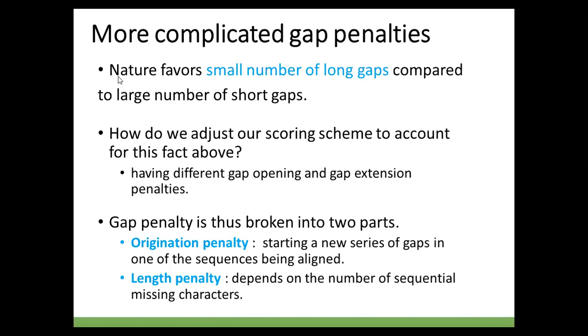Okay, and there are a large number of shorter gaps. The nature favors a small number of long gaps compared to a large number of short. So sorry, I think I misled you. Nature would always favor a small number of very long gaps rather than having short gaps here and there. So those observations also should be incorporated with your gap score. This is not all the observations; there are more. This is one example. So how do we adjust our scoring scheme to take this fact in also?